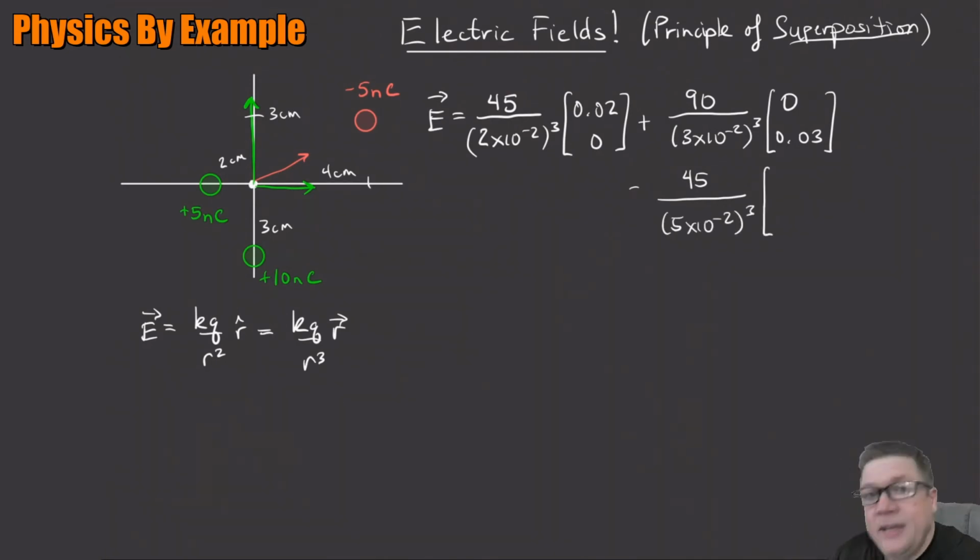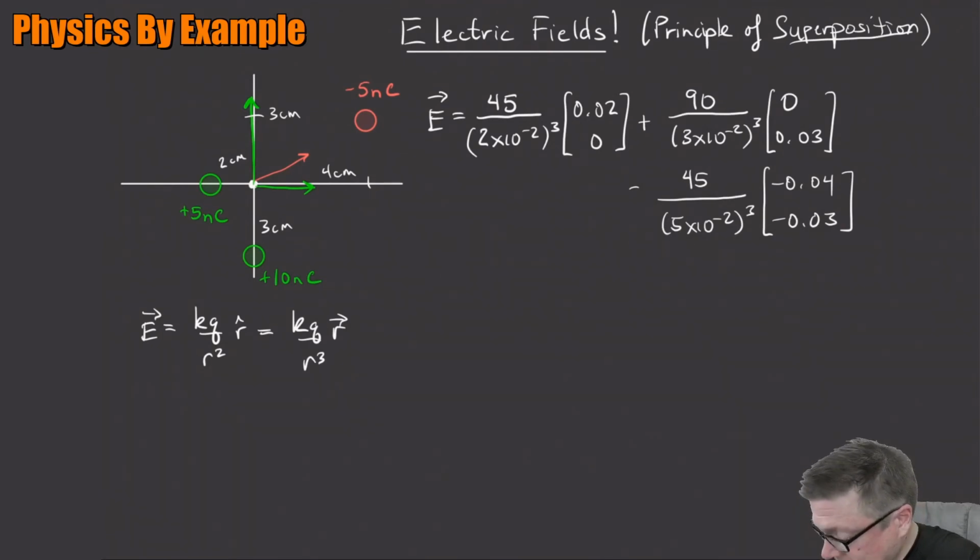All right, here is the tricky part. This is where most students get tripped up. What's that vector? It's the vector from the charge to the point I'm interested in, from the charge to the origin. So how do I get there? I have to go -4 in the x and -3 in the y, right? So it's going to be minus and minus. And there we go. That's going to be it.